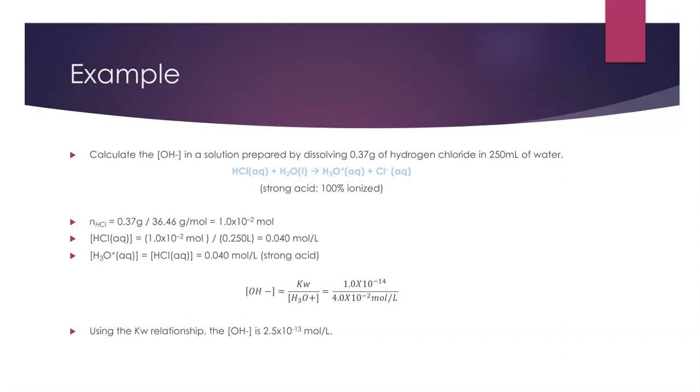Once the concentration is calculated, then the expression for the ionization constant for water can be used to calculate the concentration of hydroxide ions. Please note that we can assume that HCl is 100% ionized in water because it is a strong acid. Because it is ionized completely, the concentration of hydronium ions is the same as the concentration of HCl.